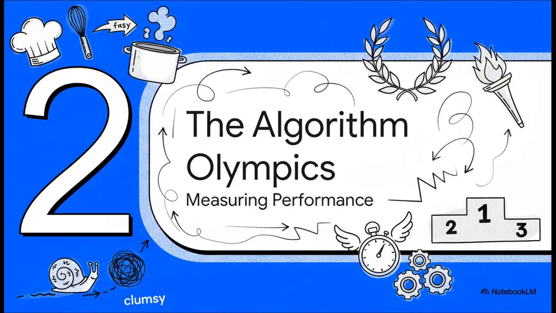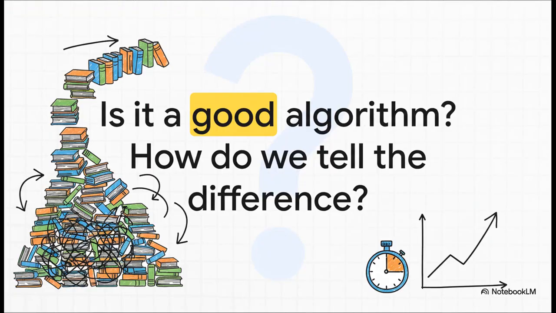Okay, but this is where things get really, really interesting. Because just like in cooking, not all recipes are made equal, right? Some are brilliant and fast, and others are just clumsy and slow. So we need a way to figure out which is which. You can think of it as the algorithm Olympics. So the big question becomes, is it a good recipe?